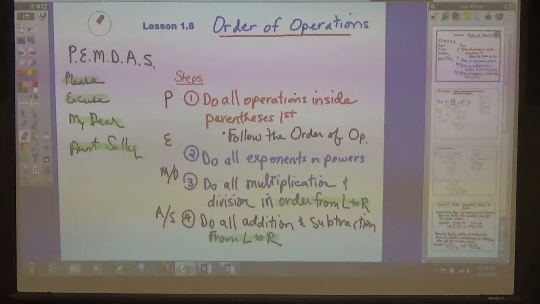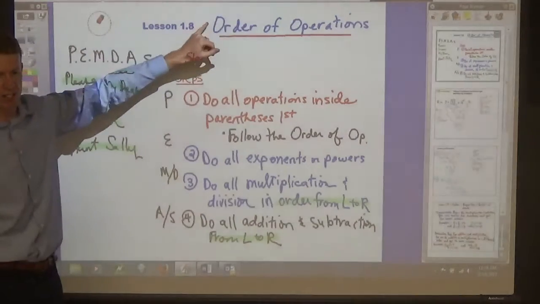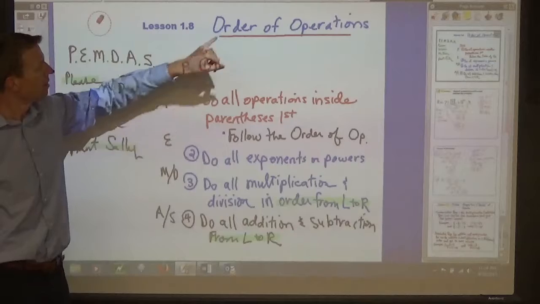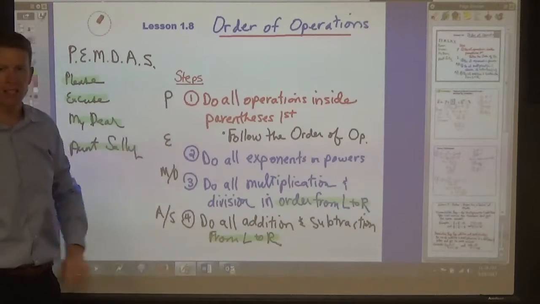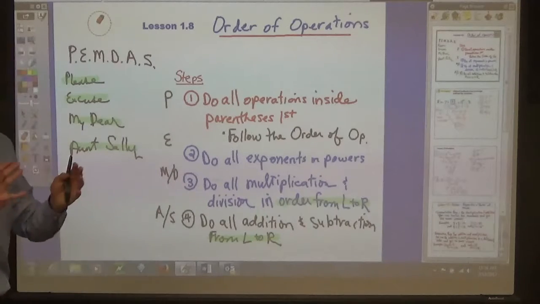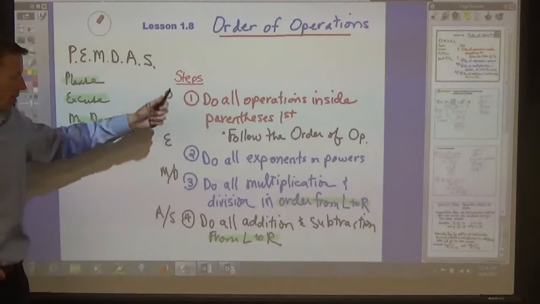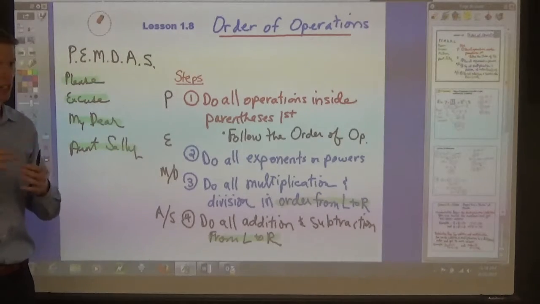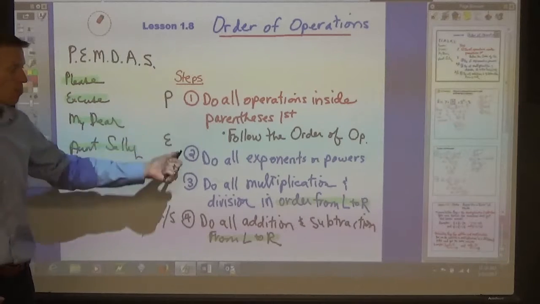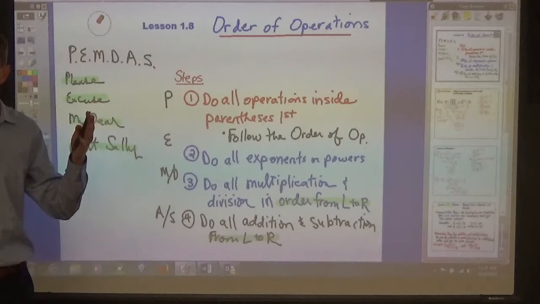Sixth graders, we're going to go through lesson 8 together. And lesson 8 is about the order of operations. Okay? The order of operations are the steps that you use to find the answer when you are given a problem that contains multiple operations, like addition, subtraction, multiplication, division, exponents, parentheses. It has all of that in one problem.